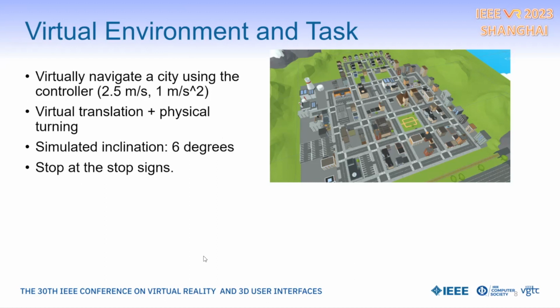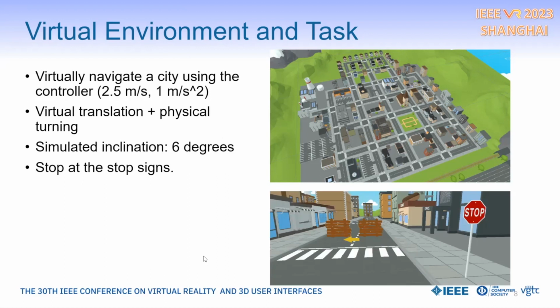During the study, participants spent about 20 minutes in the virtual environment navigating a city. They were instructed to stop and start at each stop sign. The whole session involves roughly 120 stops. During acceleration and deceleration, we simulated a 6-degree slope, which corresponds to an acceleration of 1 meter per second squared.